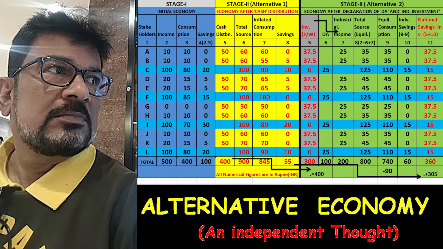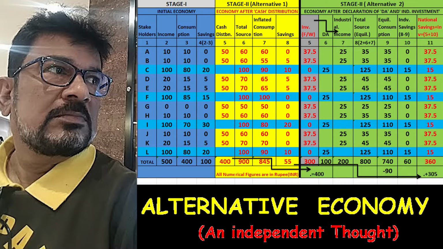And the total income of the stakeholders has been shown in column 6, that is A 60, B 60, C 100 and like that, and total income is 900, because initial income was 500 and cash has been distributed amounting to rupees 400, therefore total income has been 900.